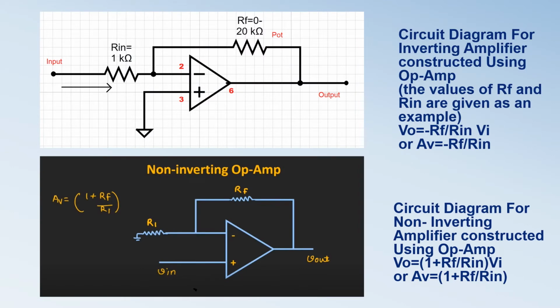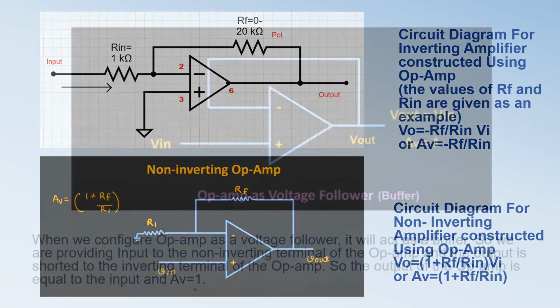Here are the most common configurations of op-amps, namely the inverting amplifier and the non-inverting amplifier. The voltage gain in the inverting amplifier is given by minus Rf by Rn, whereas it is 1 plus Rf by Rn for the non-inverting amplifier.